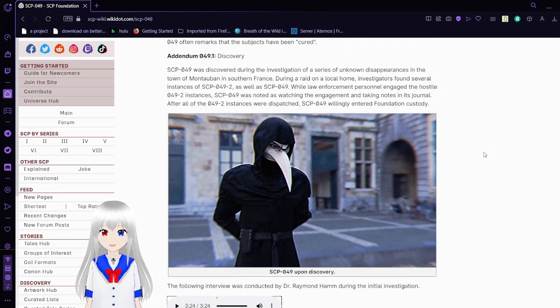Addendum 49-1, Discovery. SCP-49 was discovered during the investigation of a series of unknown disappearances in the town of Montauban in southern France. During a raid on a local home, investigators found several instances of SCP-492 as well as SCP-49. While law enforcement personnel engaged in hostile SCP-492 instances, SCP-49 was noted as watching the engagement and taking notes in his journal. After all of the SCP-492 instances were dispatched, SCP-49 willingly entered Foundation custody.